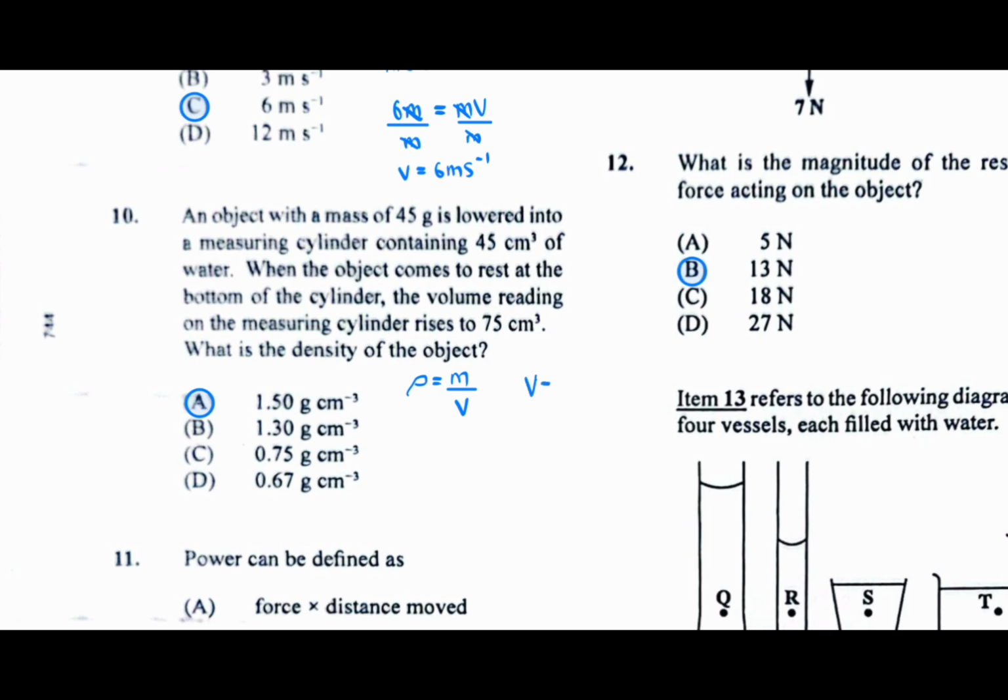So the volume would be equal to 75 minus 45. So V is equal to 30 cm³. And so the density is going to be 45 all over 30. And this should simplify to 1.5 grams per cm³. Notice I did not convert my units to kilograms because in the question, they are specifying that the units is gram per cm³. So take note of that.